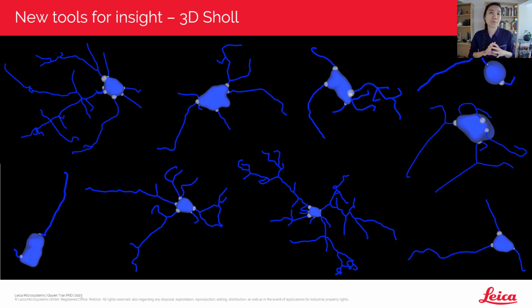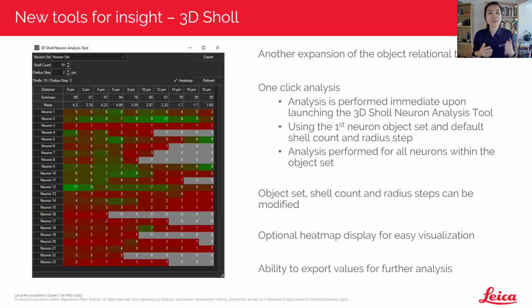This slide shows just a brief snapshot of the different types of morphologies we saw in one particular image, which you can now quantify using 3D Sholl analysis. This analysis is also another expansion of our 3D object relation tool. Once launched, the analysis is immediately performed on your first neuron object set and using default shell count and radius steps. These 3 components can of course be modified to meet your needs.